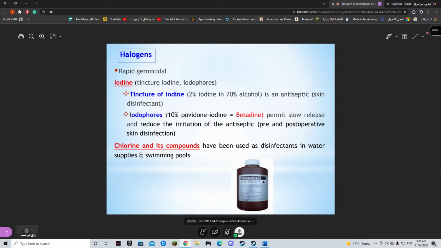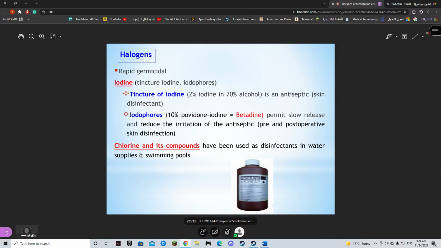Halogens. What are halogens? If you see the periodic table from your high school, these are the 7A group. They include fluorine, chlorine, iodine, bromine, and astatine, I think. I forget. Iodine is very important, especially the 2% tincture. We call it tincture of iodine, meaning iodine dissolved in 70% alcohol.